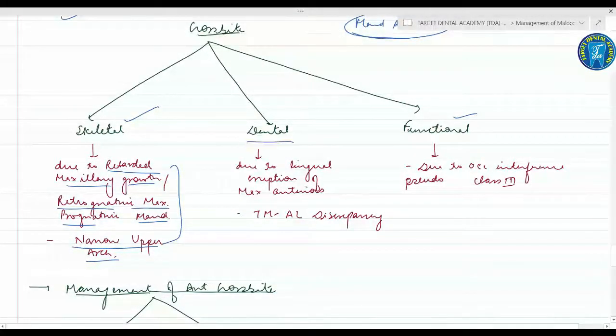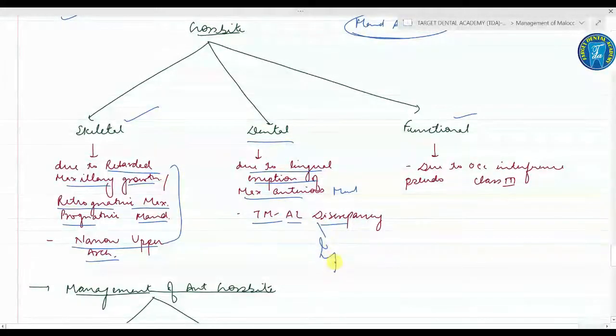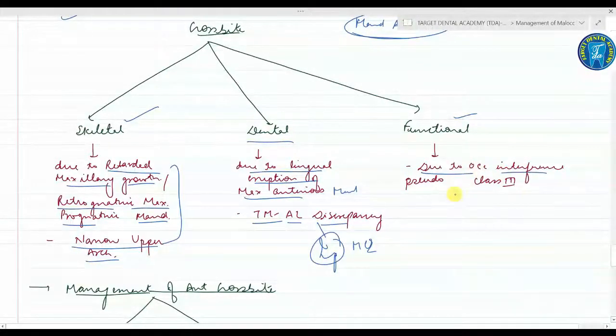Next is the dental crossbite. It is due to the lingual eruption of the maxillary anteriors in relation to the mandibular anteriors. It may be due to tooth material and arch length discrepancy, important for your MCQ. And the functional crossbite is due to occlusal interference as seen in pseudo class 3.